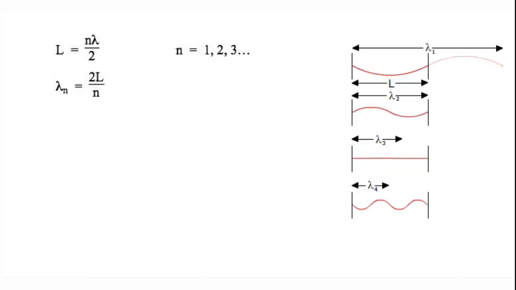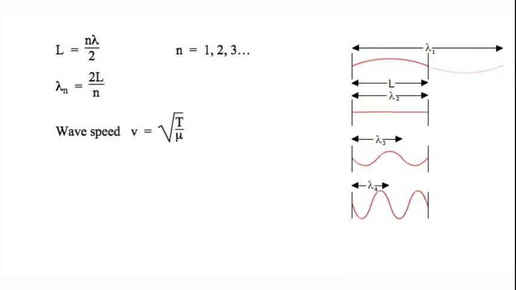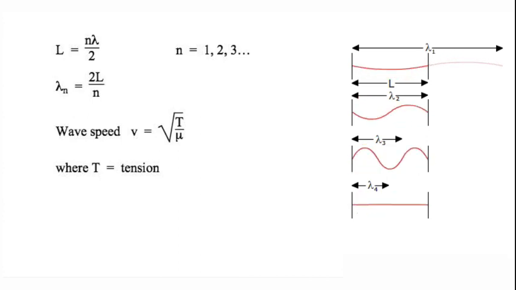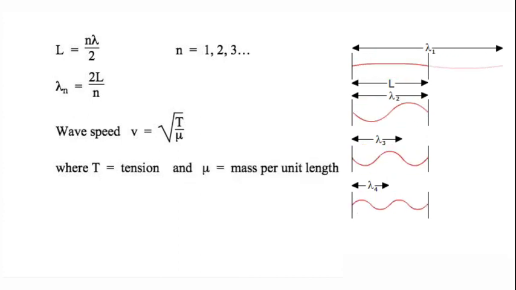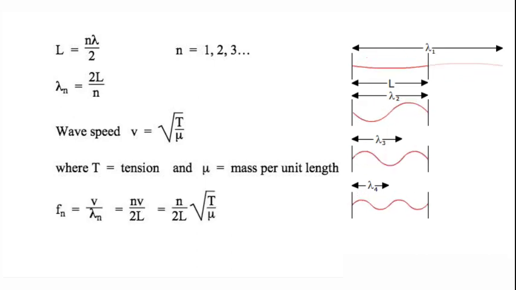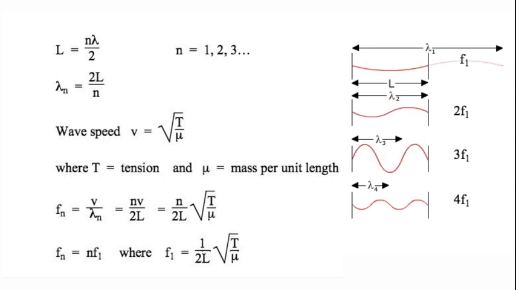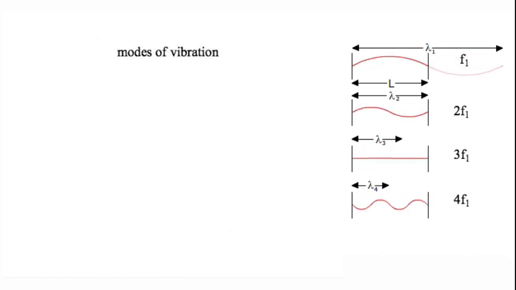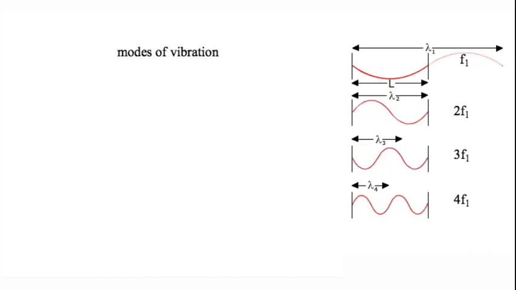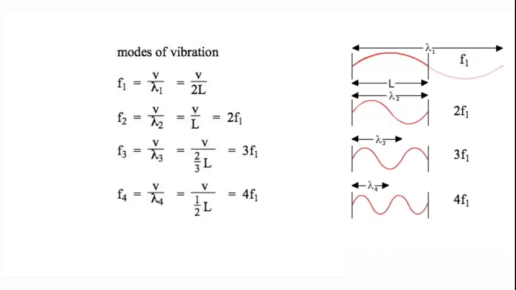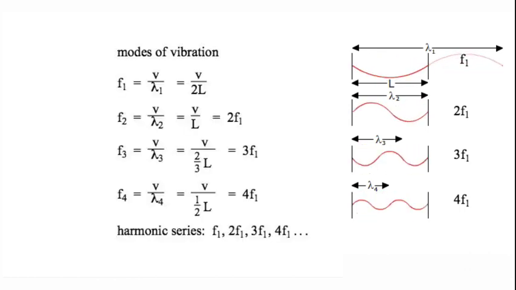We know how the wave speed v in a uniform string depends on the tension T and the mass per unit length mu. The frequency is the wave speed divided by the wavelength, so we can write this expression for the set of resonant frequencies. The animation shows some of these resonant standing waves, which we call modes of vibration. Their frequencies are called the harmonic series, for reasons that we'll hear later.